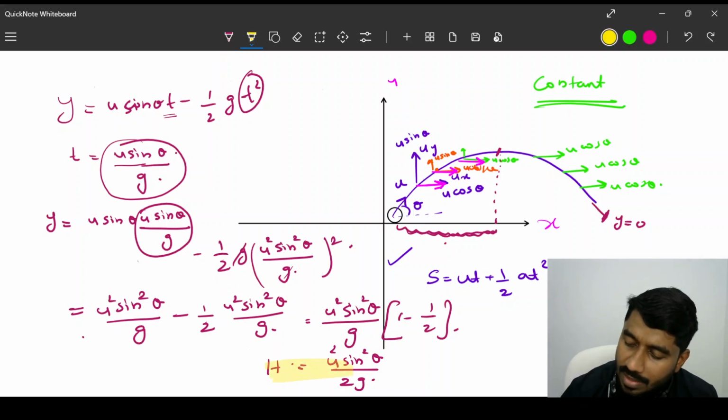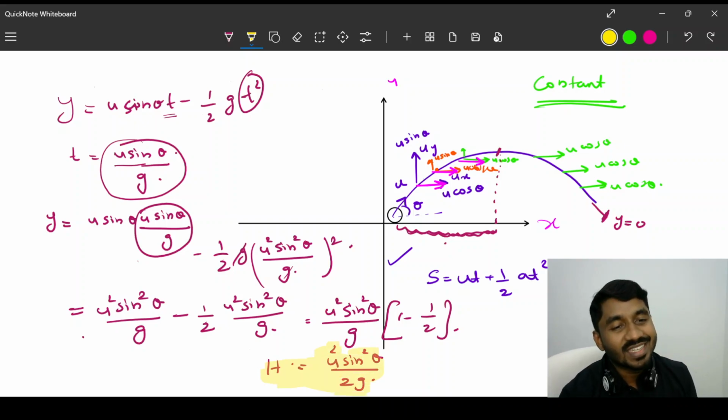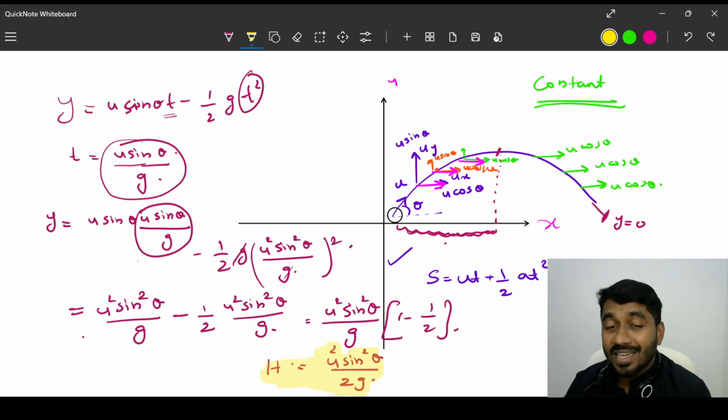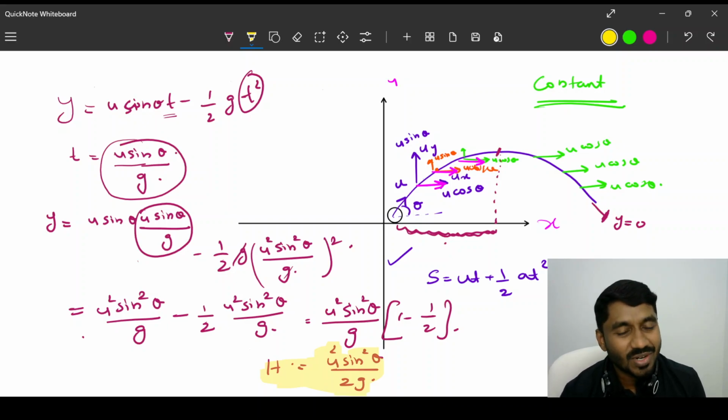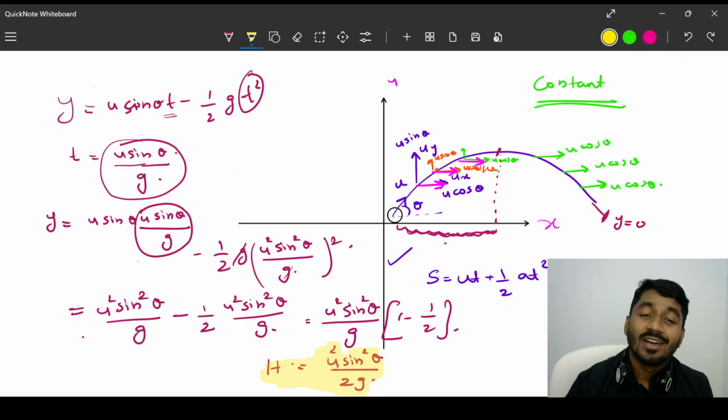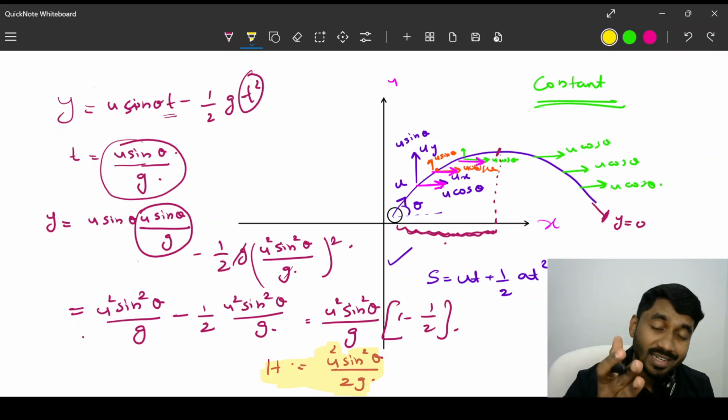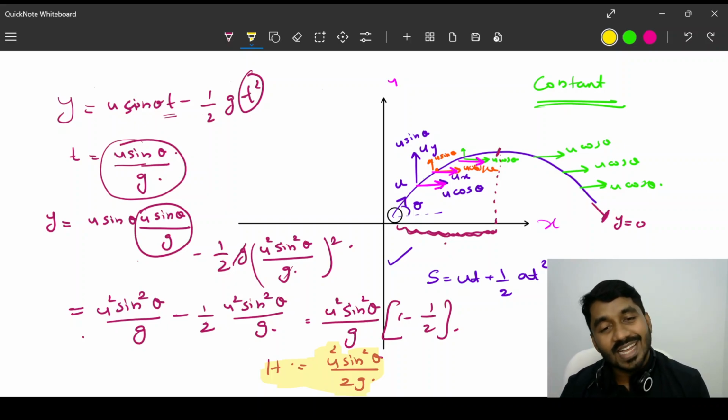So it is not that complicated. u square sin square theta by 2g. Clear? It is the equation of maximum height. Clear everyone? So this is how we can derive all the equations. Take the previous slide, you will get those equations. What is the maximum height? What is the total time? What is the range? It is that simple.